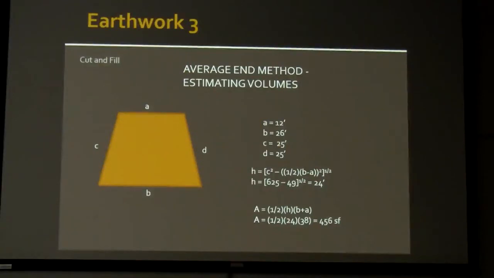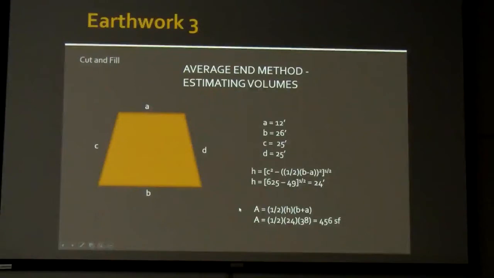I'm sorry, it would be 14 divided by 2. I've got to take the half. It would be 14 divided by 2, which is 7 squared. So it would be c squared minus 7 squared, or 49. And then we take the square root of that, and that's equal to 24. So we've determined that h is equal to 24.